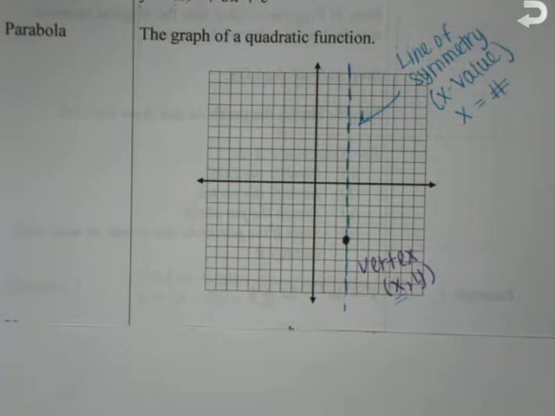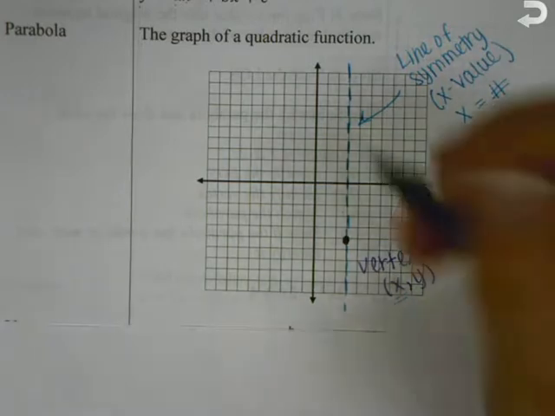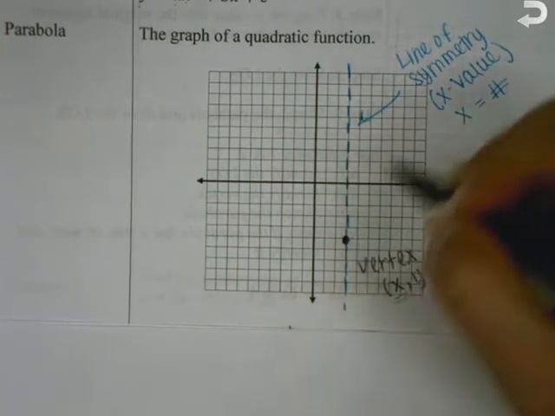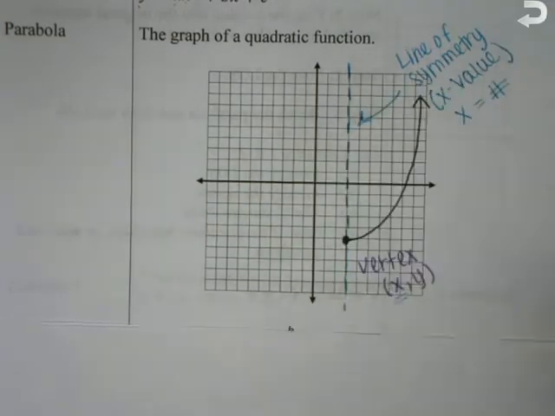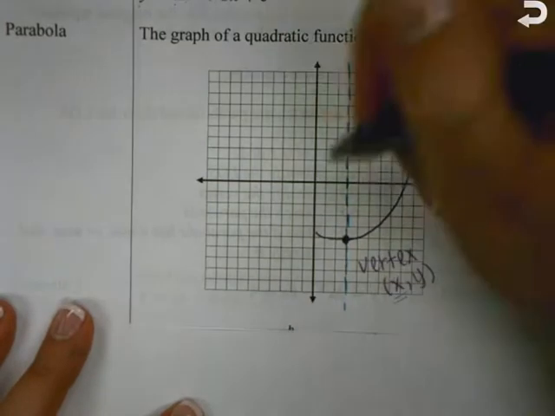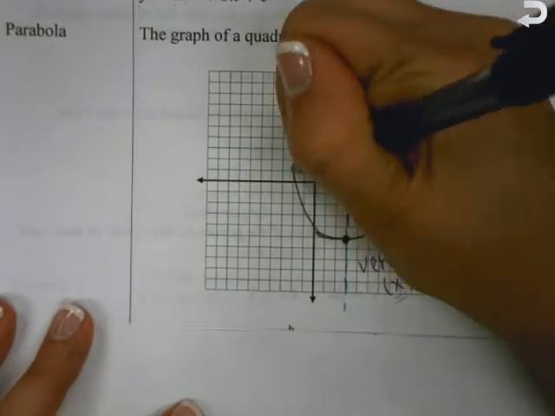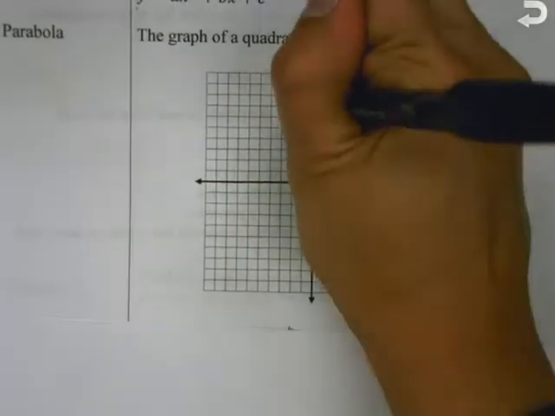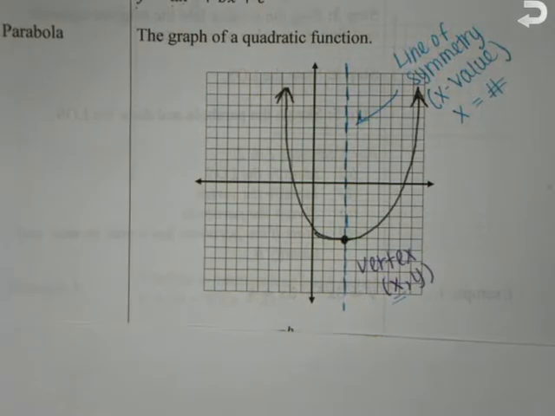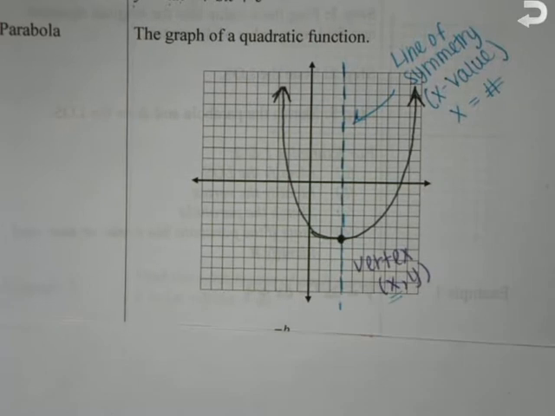Okay, so the parabola, the lowest point on this one, because I'm going to make it going up, is through the vertex, and it's basically a U shape, but it has to be symmetrical around the line of symmetry, or as symmetrical as you can make it. So my parabola is opening upwards. It's a U shape going through the vertex. The vertex is the lowest point on this one. We can also have an upside down parabola, and in that case the vertex would be the highest point.